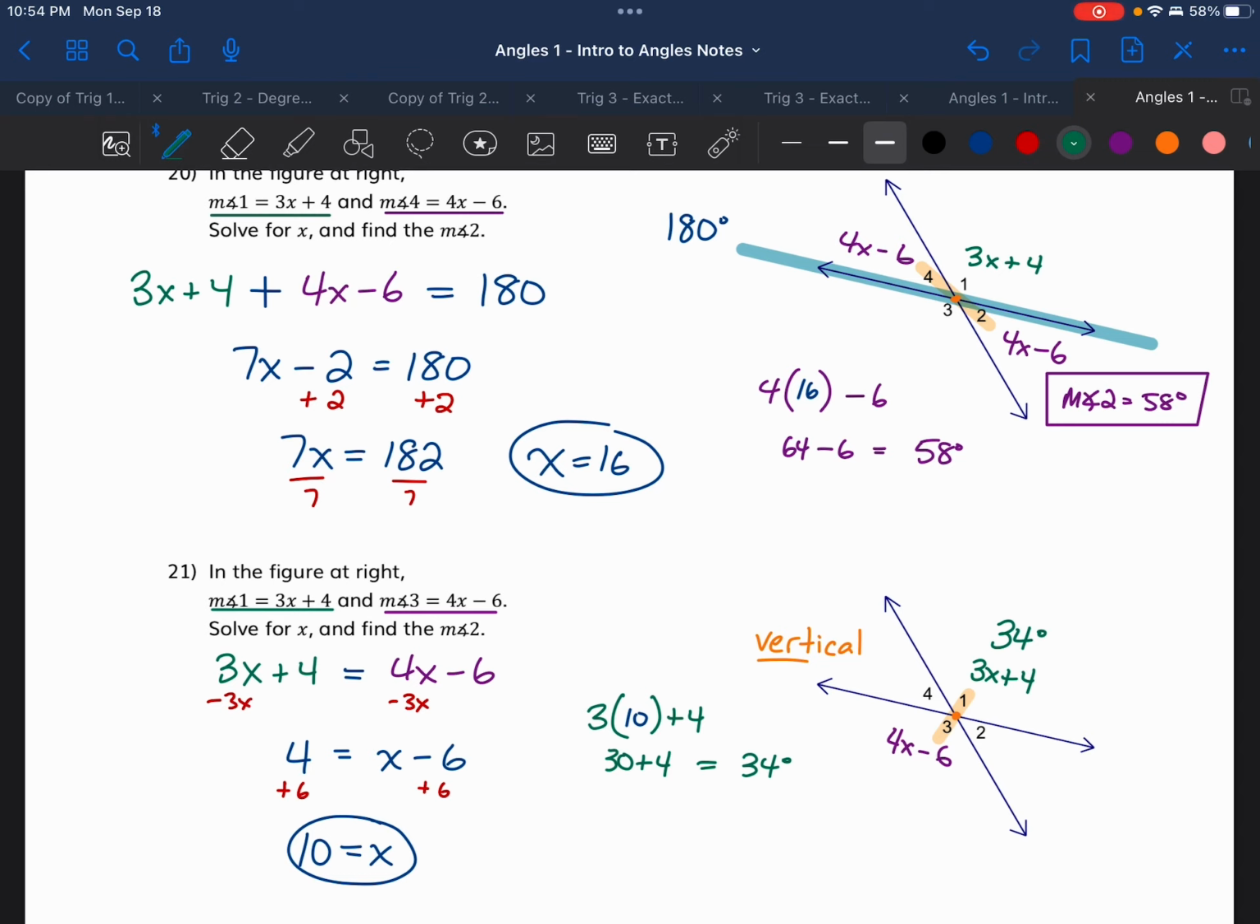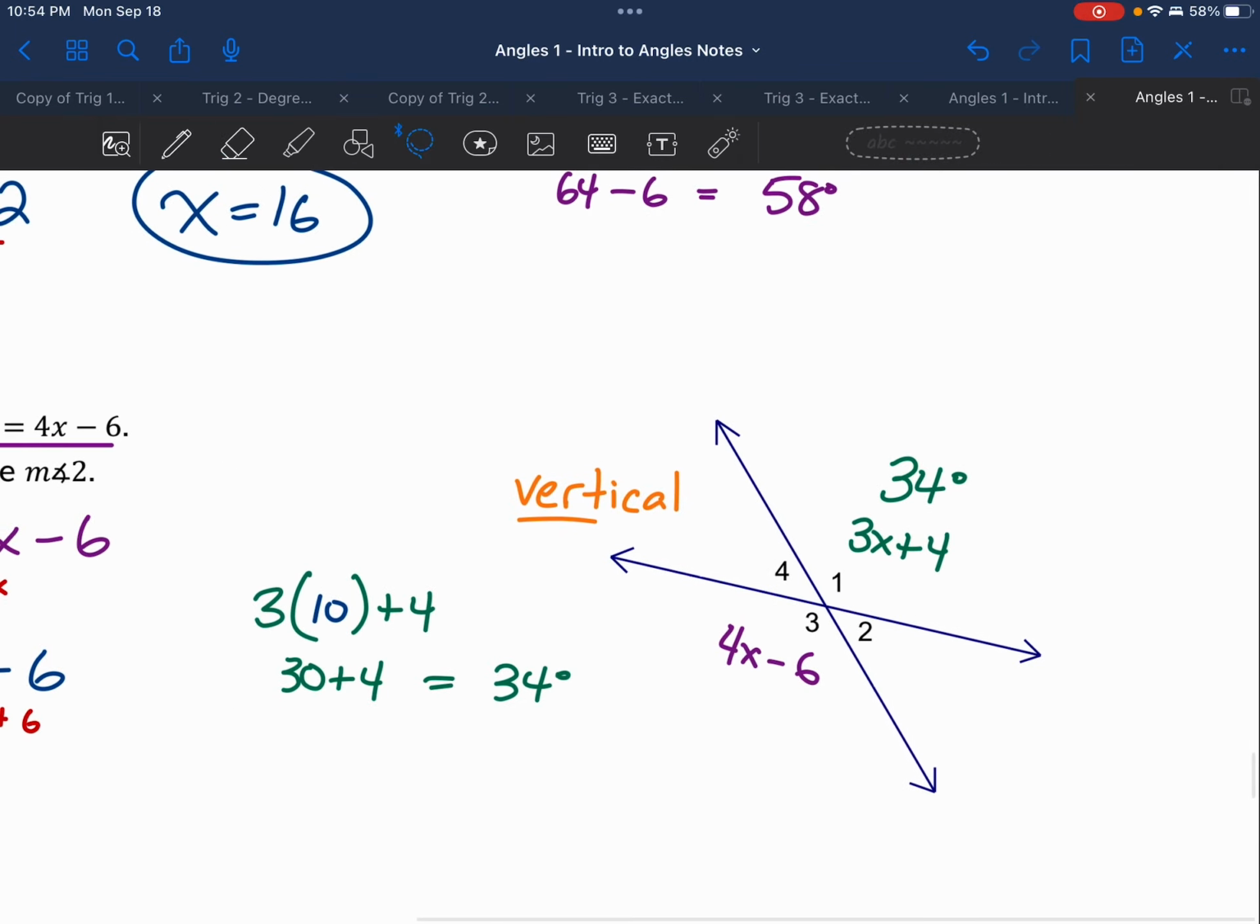Well, we can now do the sort of opposite thing that we did in question number 20. The first thing we did, we talked about something being 180 degrees. Then we used vertical angles to find what that remaining piece was. Now we're going to do the opposite. We used our vertical angles to find what the measure of angle 1 and angle 3 would be.